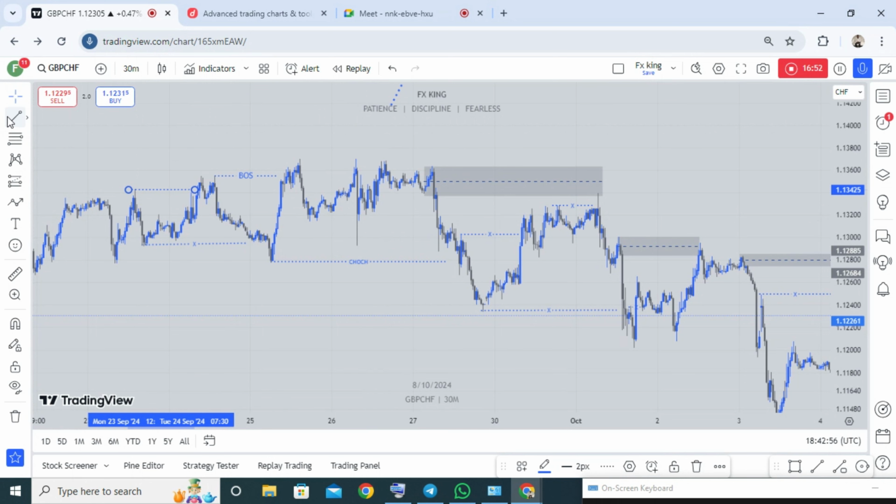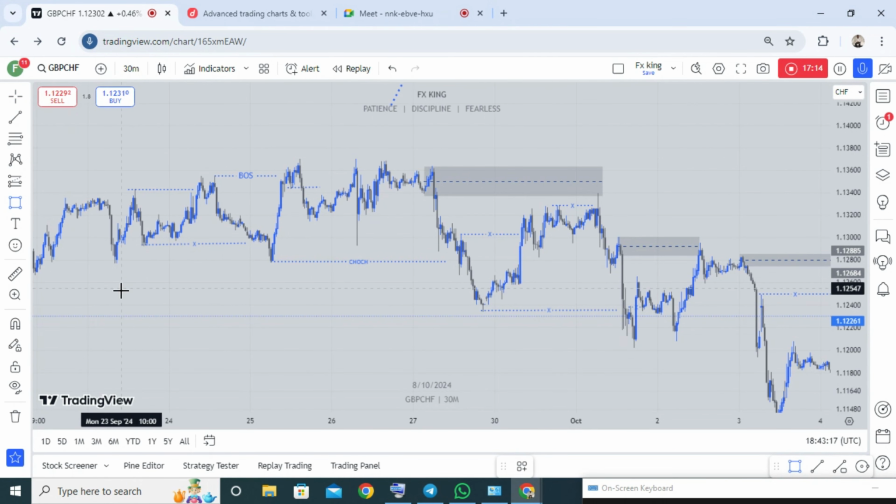Now, do you know there's one inducement I've not marked here? This is our inducement at this level. There is a pullback here like this. It's very small. I never wanted to mark it because even if I mark it, many people will not see it. So when price took out this pullback, we should have been looking to buy.